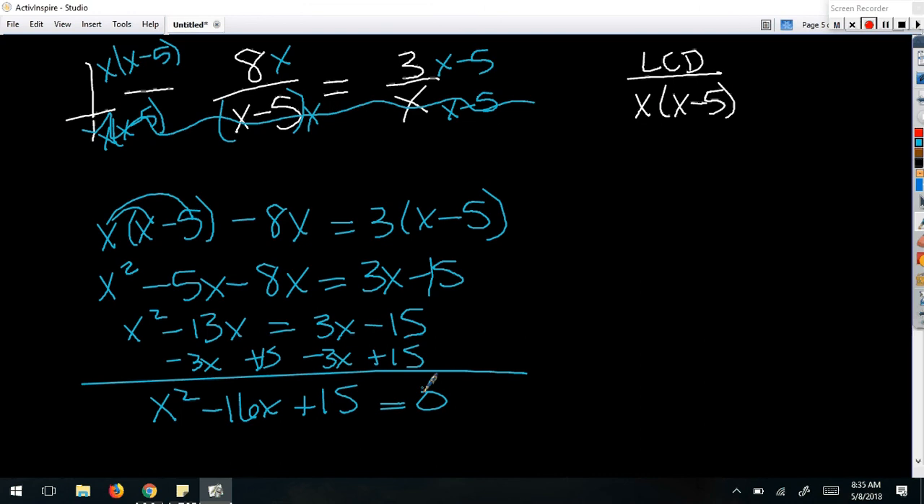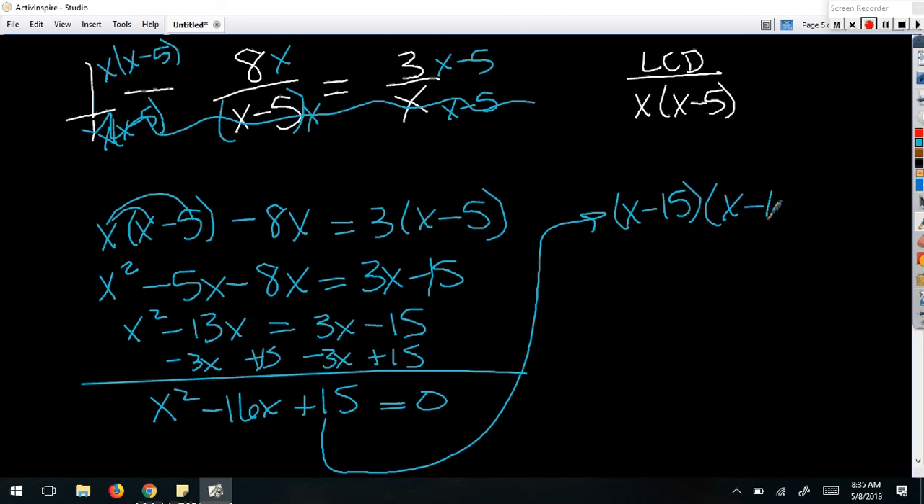Does that factor? It absolutely does. You're right, Drew. 15 and 1. Both signs are minus, so I got x minus 15, x minus 1. That multiplies to 15 and adds to 16, yes? So my two solutions are 15 and 1.